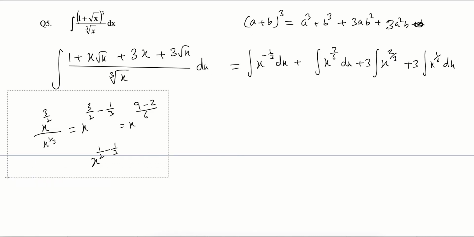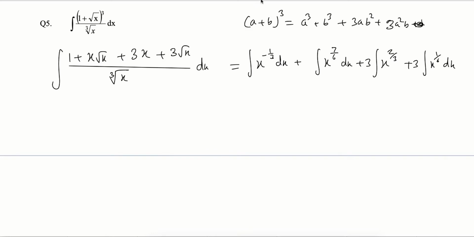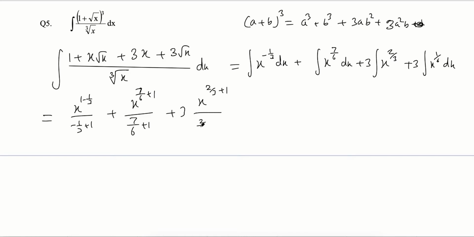All these are basic fundamental questions just to take away the fear of calculation. That's all. So this integration will be x power 1 minus 1 by 3, divided by, basically I should write, minus 1 by 3 plus 1. Both are the same thing. Plus x power 7 by 6 plus 1 divided by 7 by 6 plus 1, plus 3 into x power 2 by 3 plus 1 divided by 2 by 3 plus 1, and plus x power 1 by 6 plus 1 divided by 1 by 6 plus 1. I'm sure all of you are able to understand.